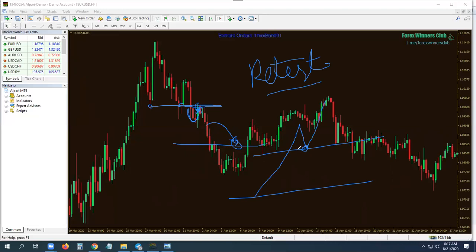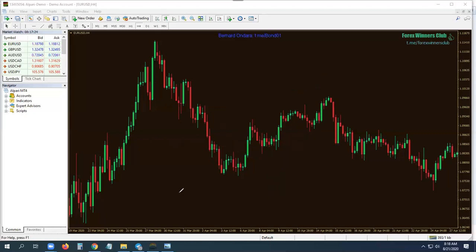It just tested that the level it broke was strong enough. So we call it a pullback. We call it a retracement. Some people call it a retest, if it goes back to the exact level. A pullback, maybe it will stop somewhere before reaching the level. But in short, it's much better in an uptrend to always trade in this manner.